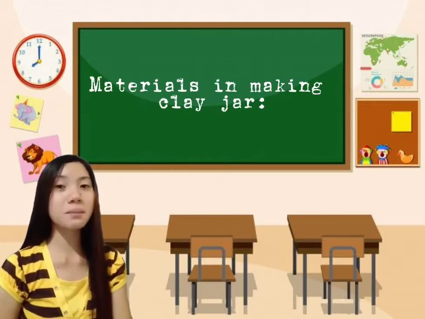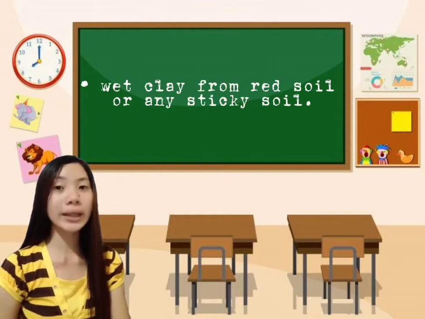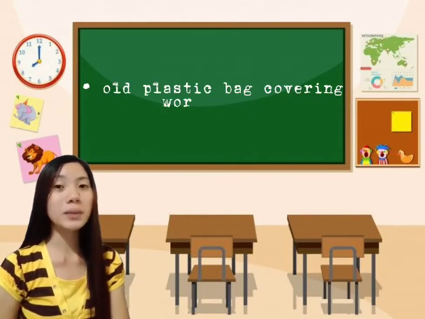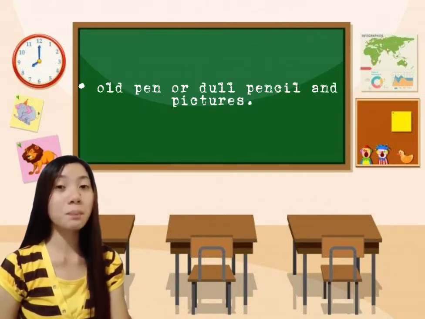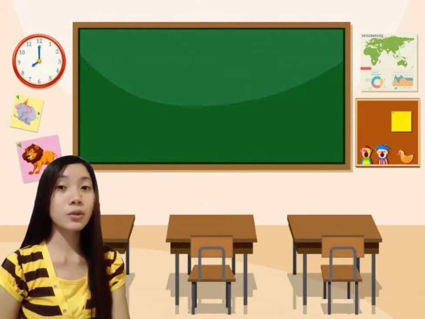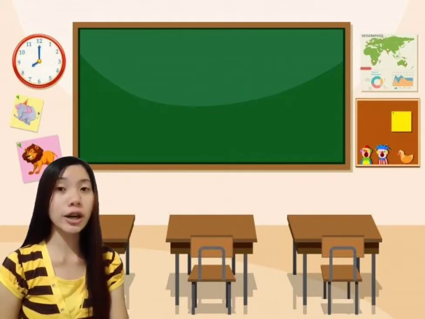So the materials in making clay jar are wet clay from red soil or any sticky soil, old plastic bag covering work table, and old pen or dull pencil and pictures. So the procedure in making clay jar.